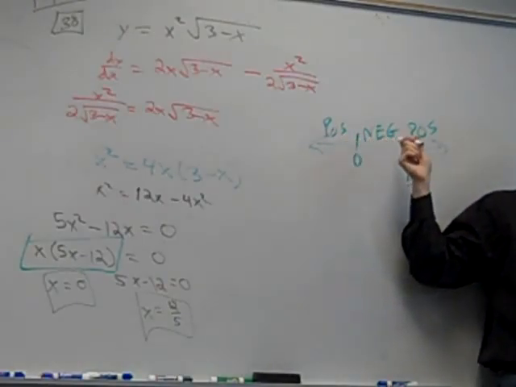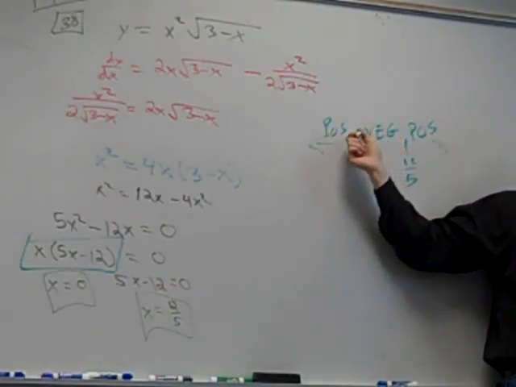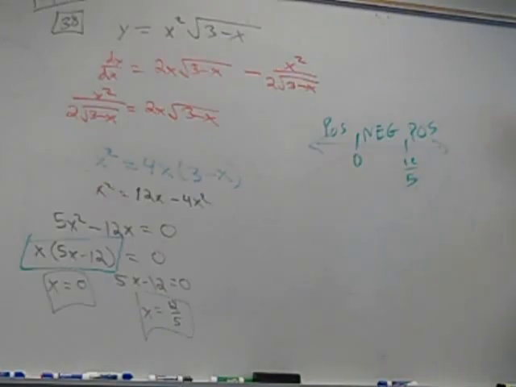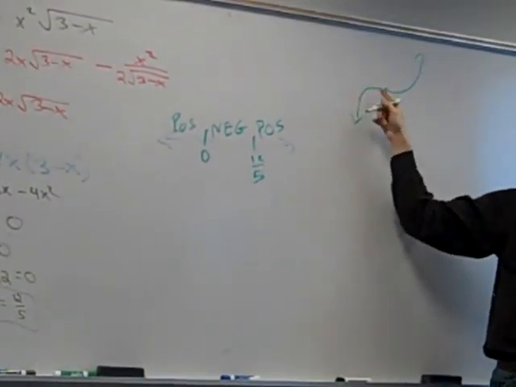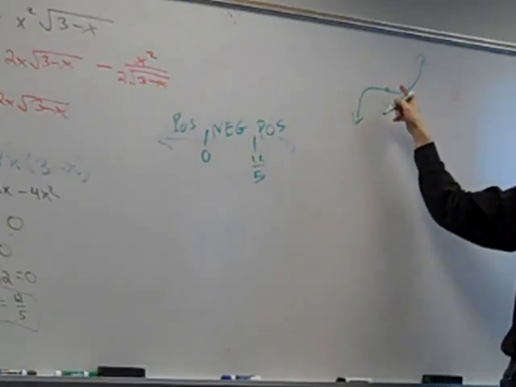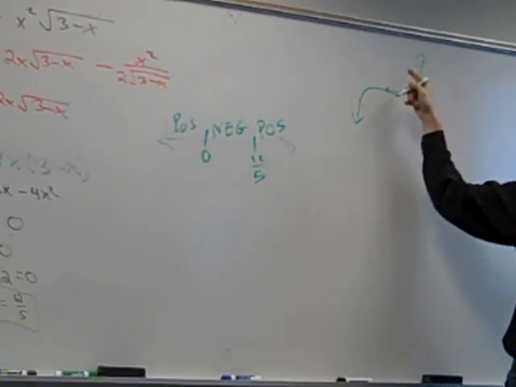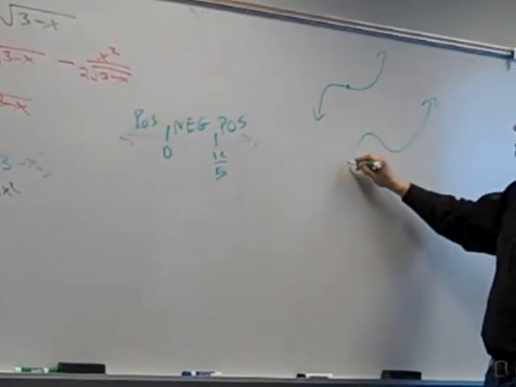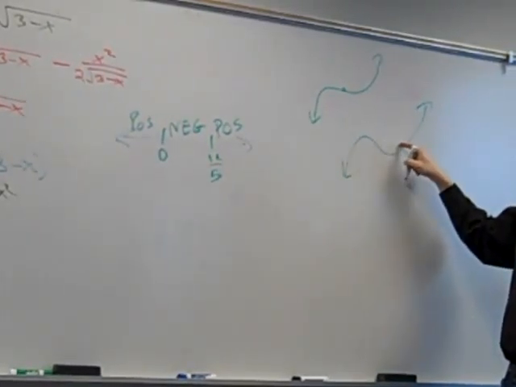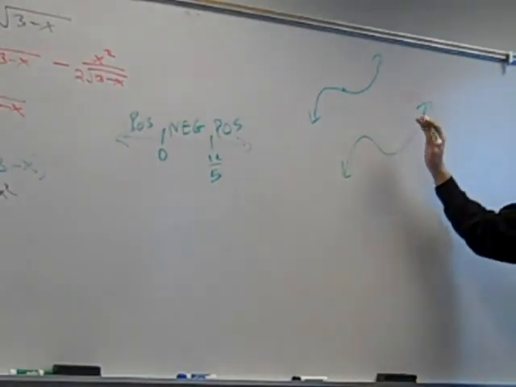Most of the time you get this scenario where it alternates. The only time you wouldn't get that scenario is if your critical point is also an inflection point. And then you may get positive, positive, positive, positive. But most of the time it does alternate, so you go positive, negative, positive, something like that.